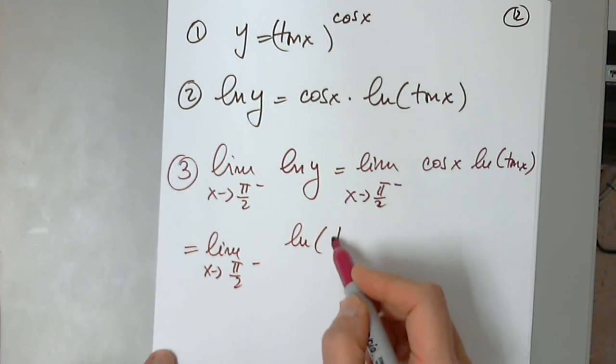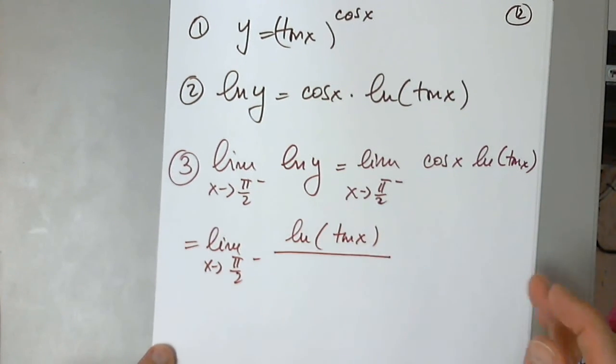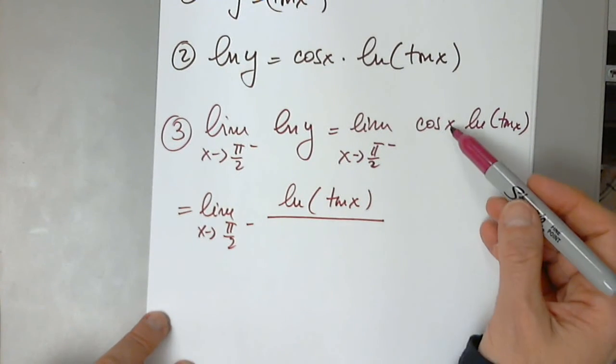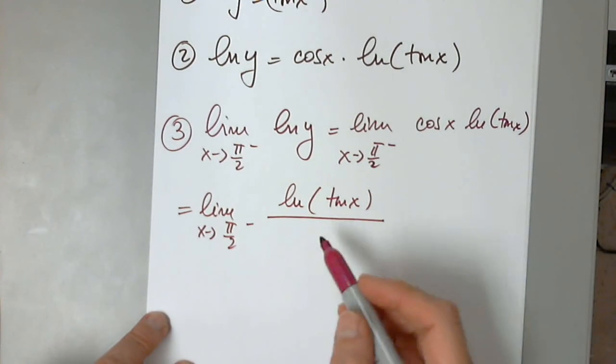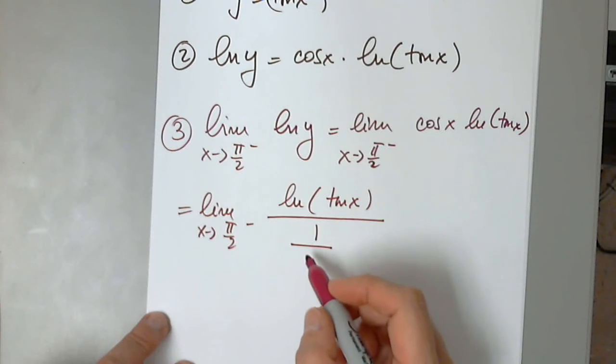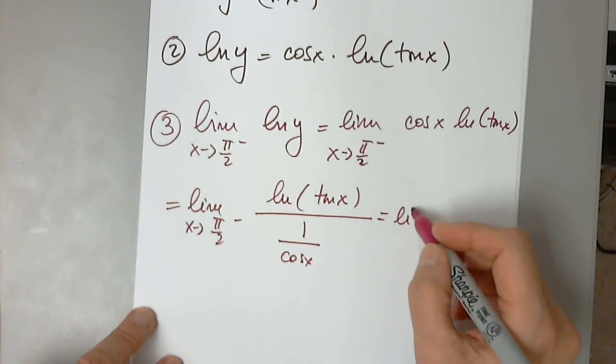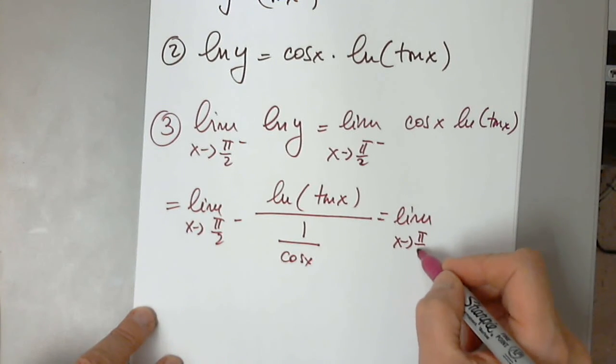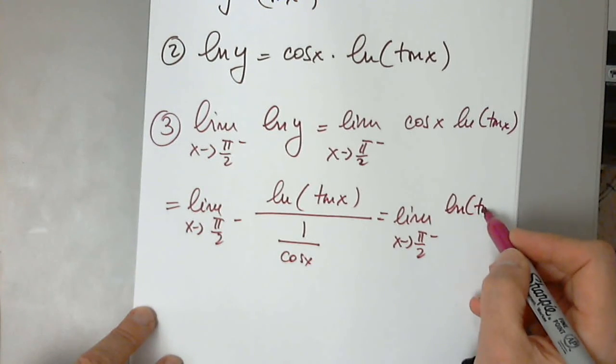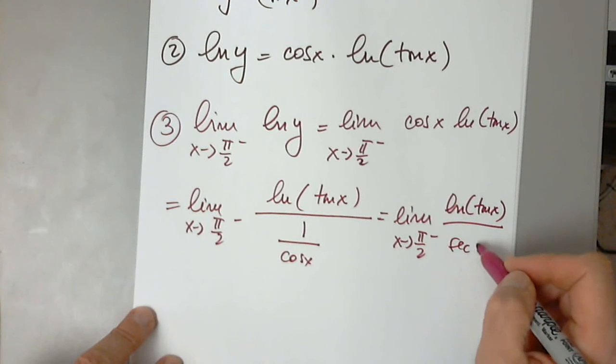So never bring natural log to the denominator. There will be a catastrophe. So what should I do to cosine? Yes, 1 over cosine, which will turn into secant. Very good. So limit as x approaches pi over 2 from the left of natural log of tangent x over secant x.